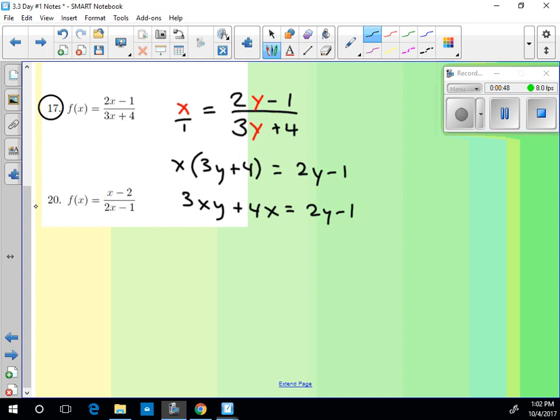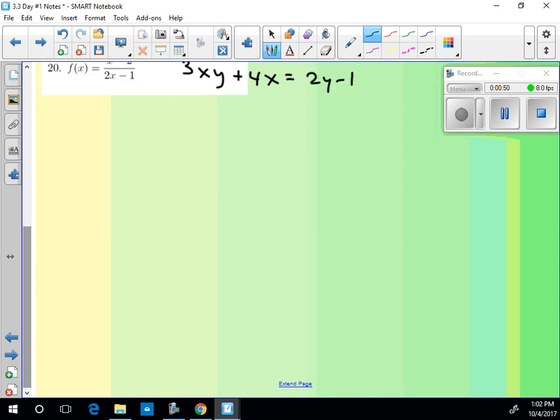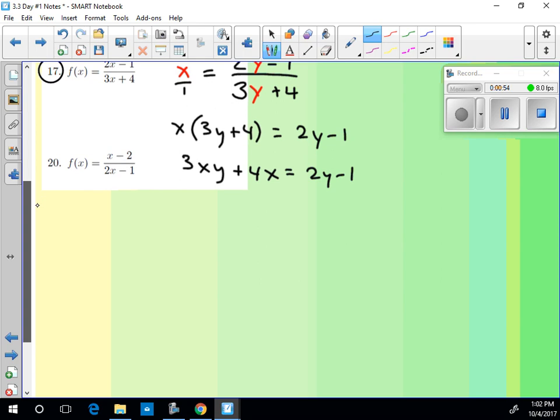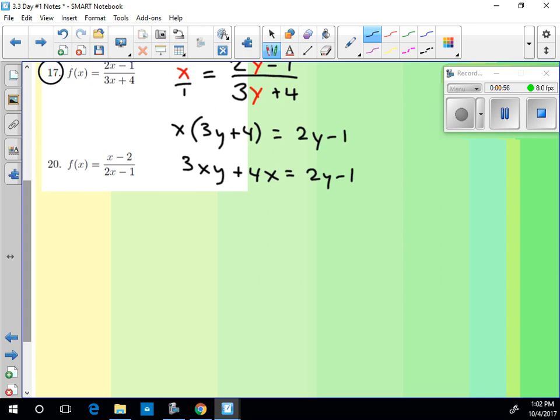What do you think would be a logical step if I want to isolate y? Get all the y's on the same side. Okay. So I'm going to move this 4x over here by subtracting it. I'm going to move the 2y over here by subtracting it. So I get 3xy minus 2y equals negative 4x minus 1.